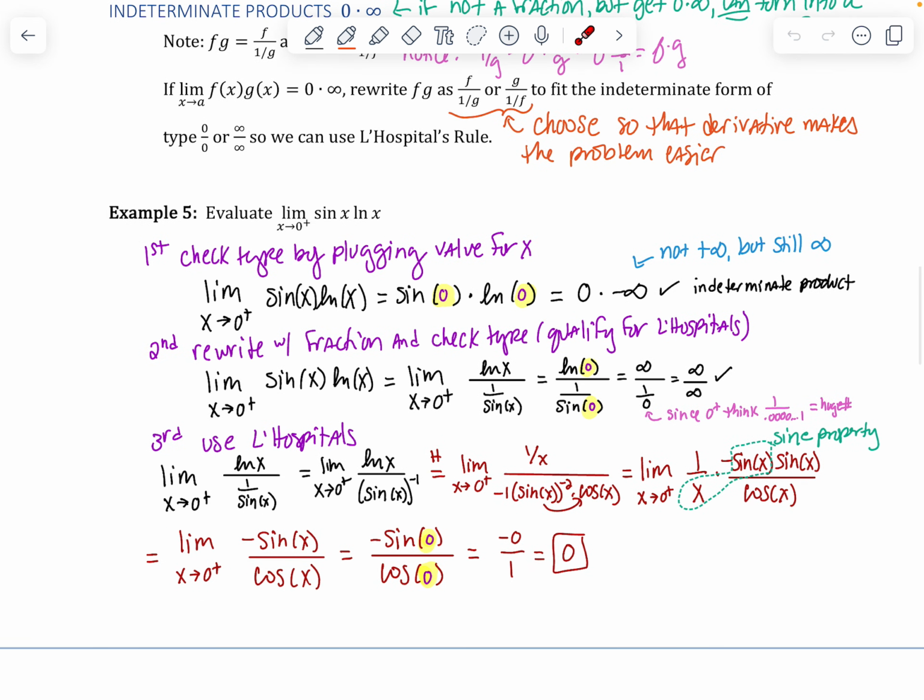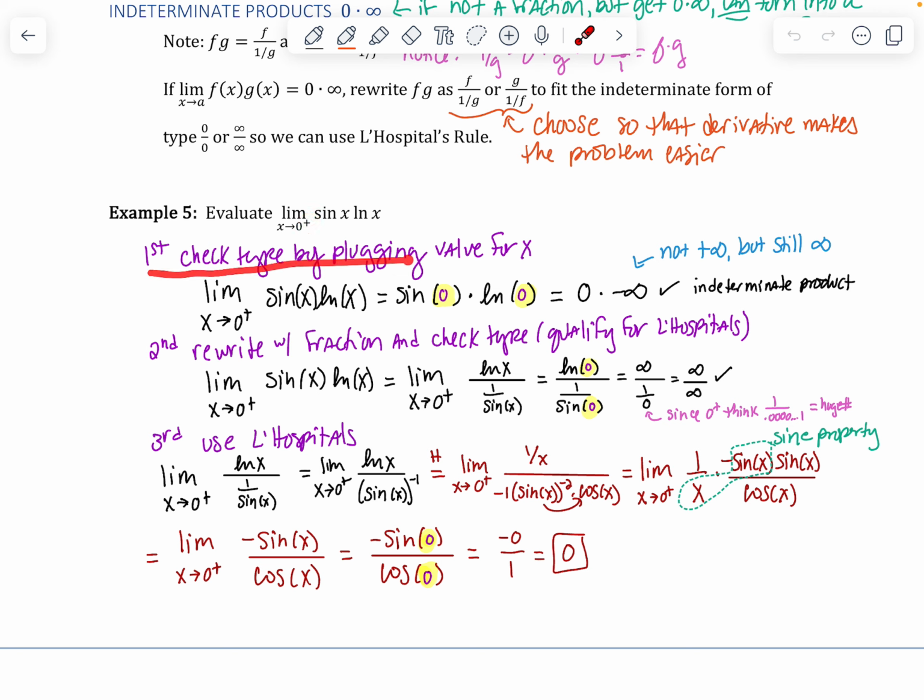Here's an example worked out. I'm asked to take the limit as x goes to 0 from the right side of sine of x and natural log of x. Now, obviously, sine can be evaluated at 0. Technically, the natural log of x does not exist at 0. If you remember, this is our shape. And so we have a vertical asymptote at 0, but we do have a limit that tends towards negative infinity when we come from the right side.